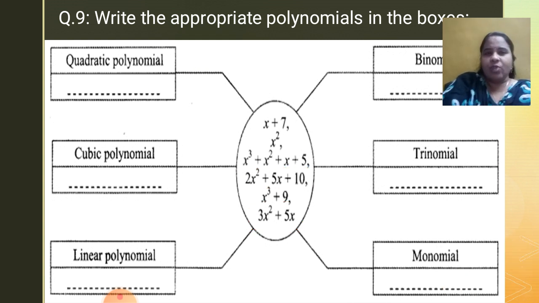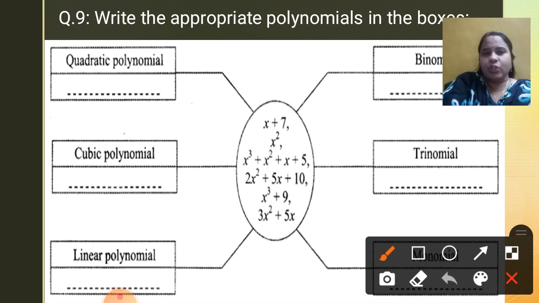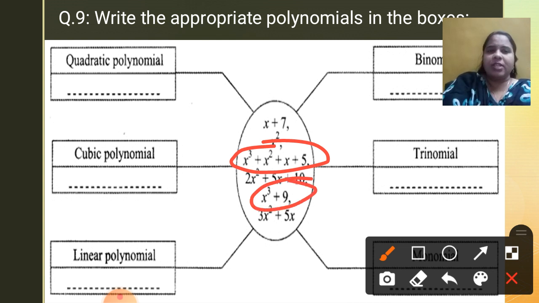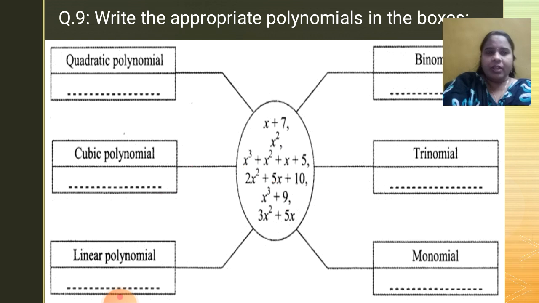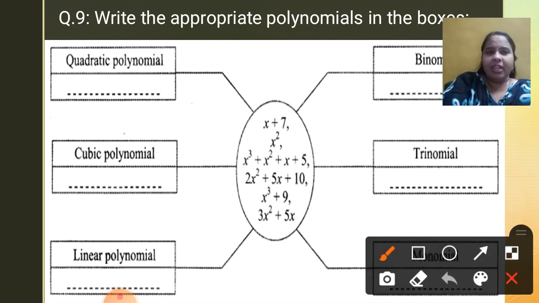The next is what? Cubic polynomial. Degree should be 3. Don't count the number of terms. Only see the highest order of the variable. Correct? So this is cubic polynomial. Anything else? Yes, one more. X cube plus 9. So these two should be included in cubic polynomial. Linear means what? Degree should be 1. Can you see anything here? Yes, x plus 7. Anything else? No. So degree 1, so you have to write only one, that is x plus 7 in linear polynomial.